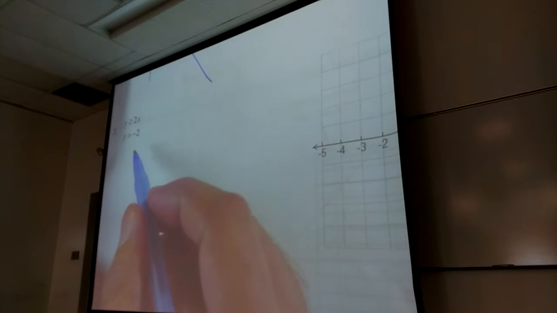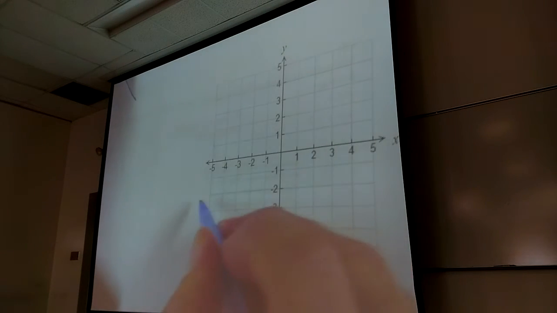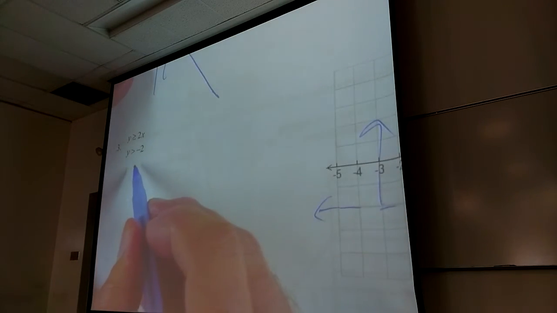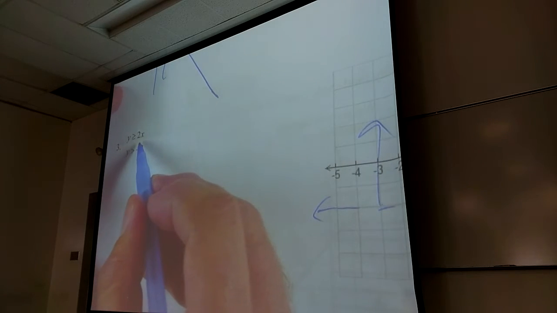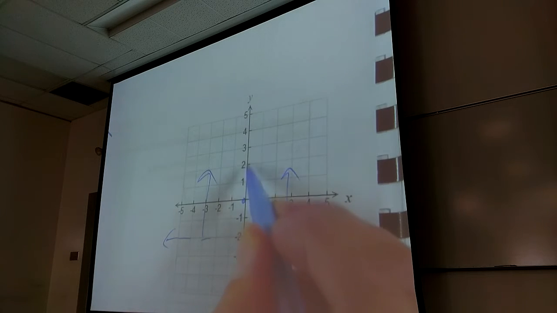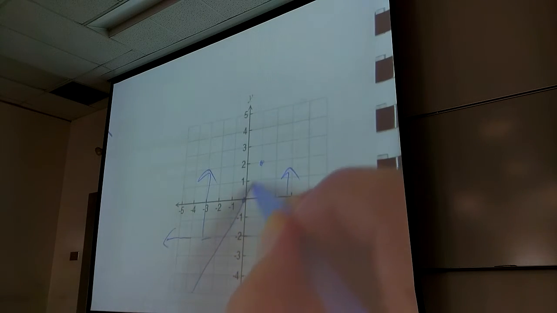Alright, the second one is the easy one, hopefully. Negative 2. Yeah, negative 2. Then I'm going to go up from there. Alright, greater than 2x. So 0 is the y-intercept, and then we go up 2 over 1. What kind of line is it going to be? Solid, finally. Yeah. That's close, Jeff. Make that big. There you go.